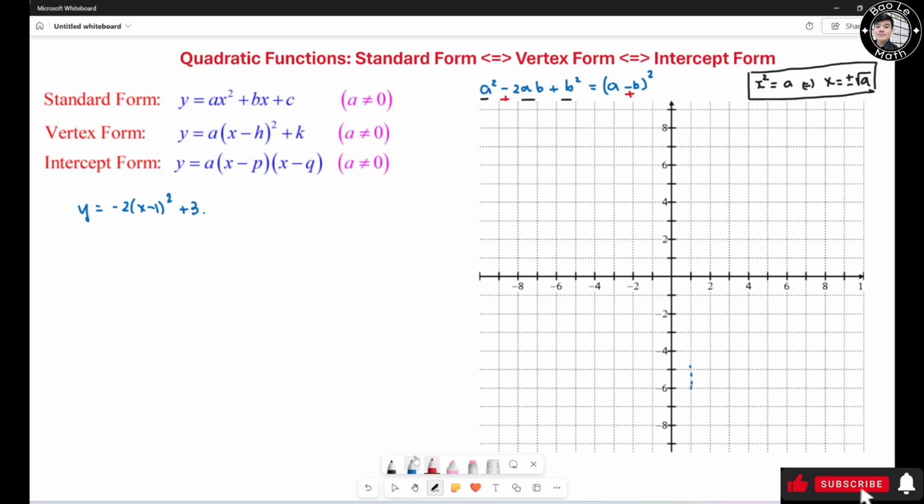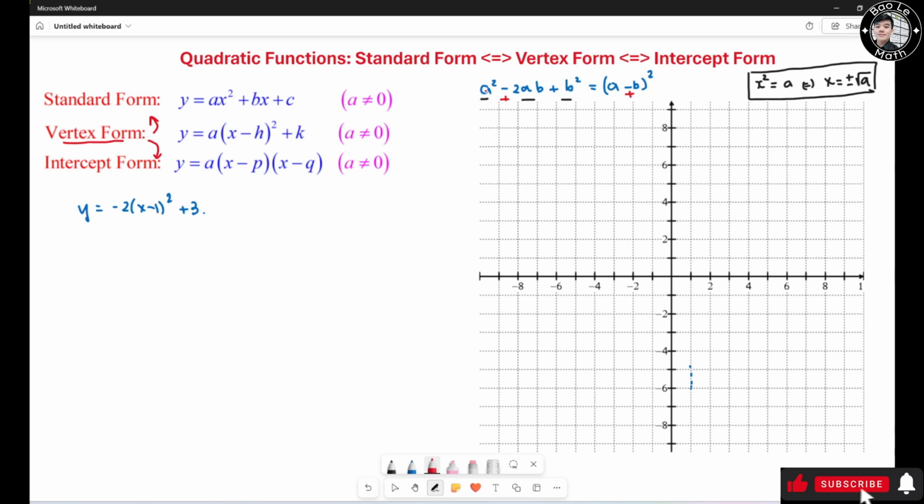Alright, so let's move on to the next example. Now, given a vertex form y equals negative 2 times s minus 1 squared plus 3. Now, you have two different ways to convert this one into standard form. The first way, we're going to use the complete square formula. The second way, we're going to use the box method to expand this one. Alright, so look at this one. This is complete square, a minus b altogether squared. a in this situation is s. b in this situation is 1.